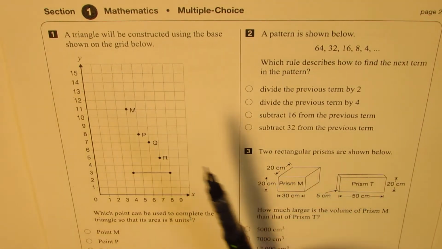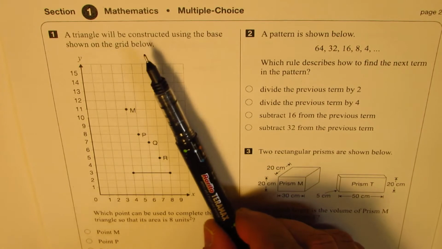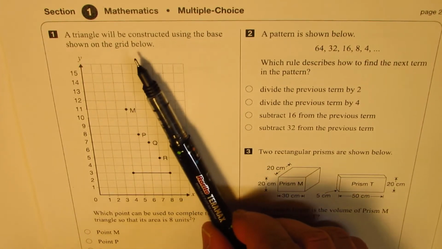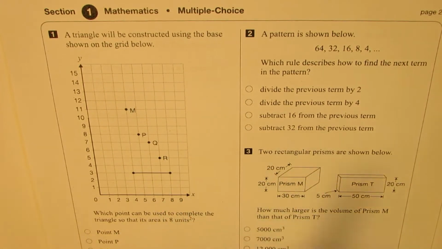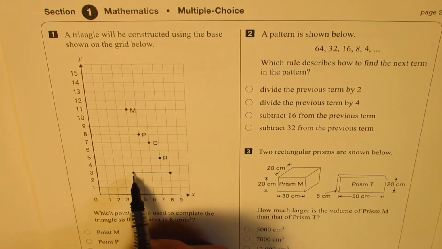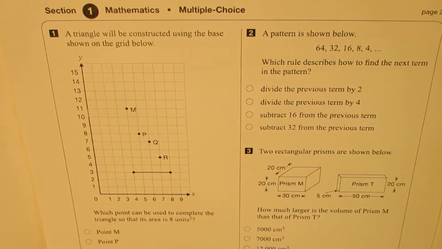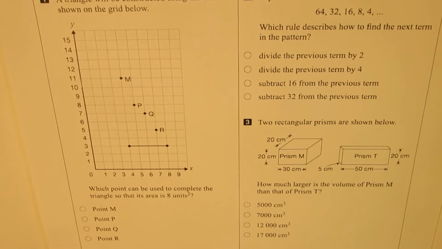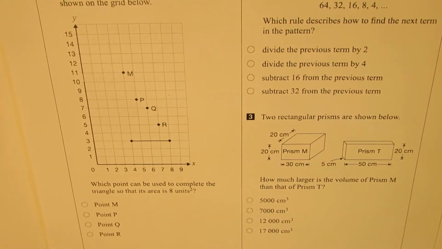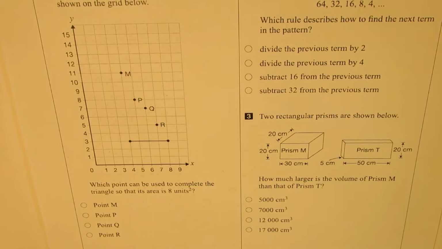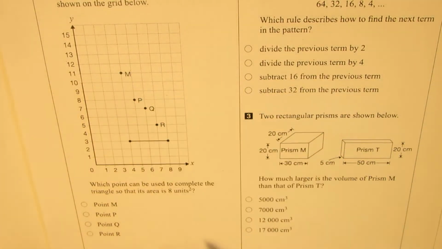So again, the question here is, a triangle will be constructed using the base shown on the grid below. So this is the base shown on the grid, and these are different points. Which point can be used to complete the triangle so that its area is 8 units square? That is the question. So I hope you get the question now. 4 options are given to you. And which one of these points are we looking for?